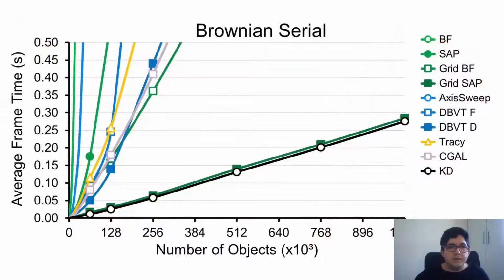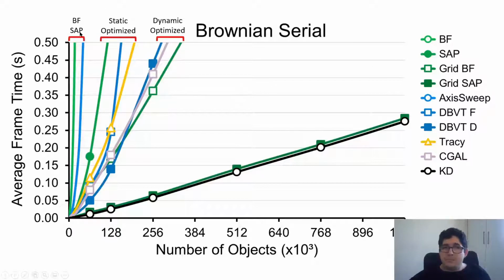So here's Brownian with serial solutions, which is the uniform and dynamic scene, and you can clearly tell that basic approaches like BF and SAP are not really good. Static optimized solutions are also not, and dynamic optimized solutions are way better because it's a dynamic environment. And that's our prior work here, and that's a grid-based solution here. So it kind of shows off how grids work really well on those uniform distributions.